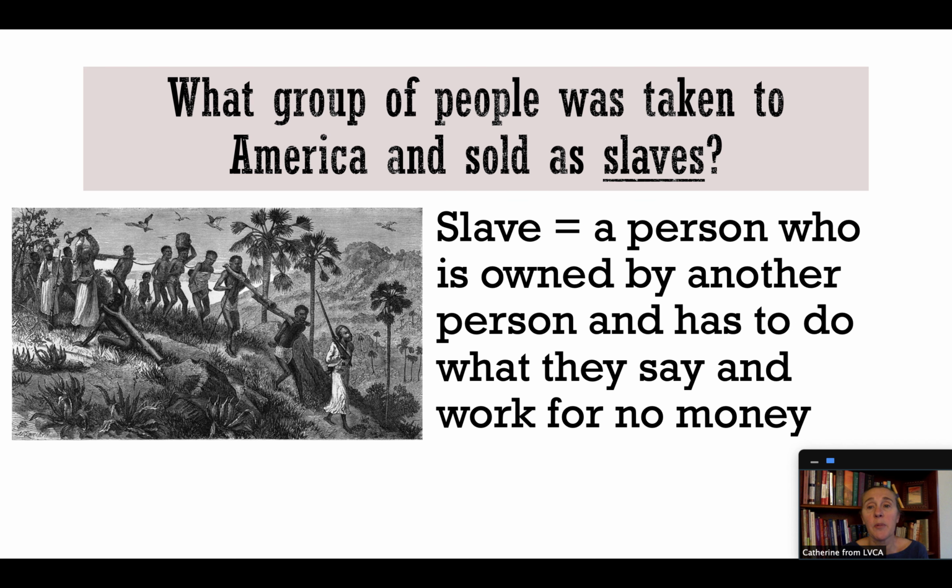What group of people was taken to America and sold as slaves? A slave is a person who is owned by another person, just like a person can own a car or a house. A slave is where a person owns another person. So a slave is a person who is owned by another person and has to do what they say and work for no money.